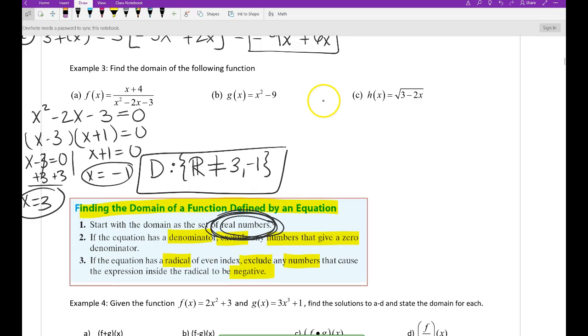Look at the 3 steps. The first one says start with the domain being all real numbers, and then you go on if and only if it has a fraction or a radical. This one does not have anything. So what's the domain? All right, Maddie, you get a bagel.